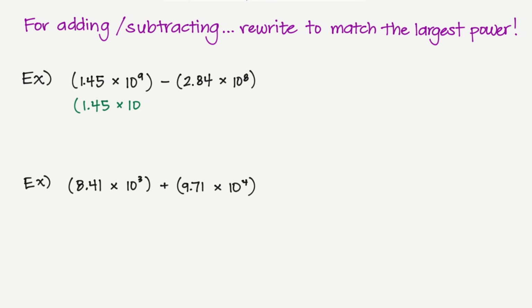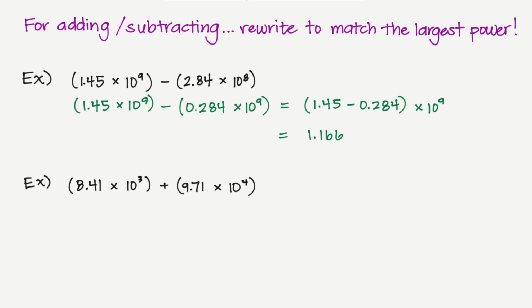So in this case, the 9 is the biggest exponent. So when I rewrite my second value, I get 0.284 times 10 to the 9th power. And now what I can do is I can just subtract my initial values, 1.45 minus 0.284. And all of that will be multiplied by 10 to the 9th power. So when I do that, I get 1.166 times 10 to the 9th power, and I'm done.